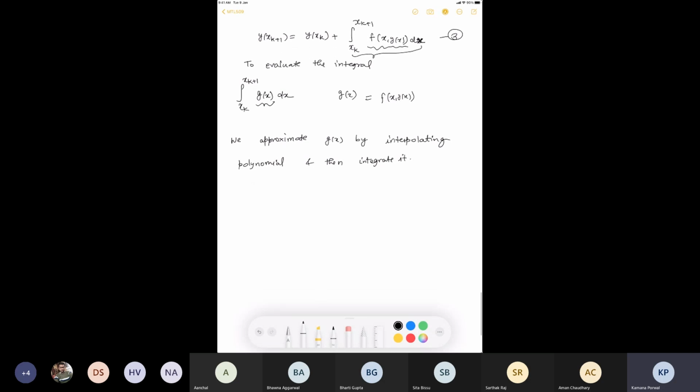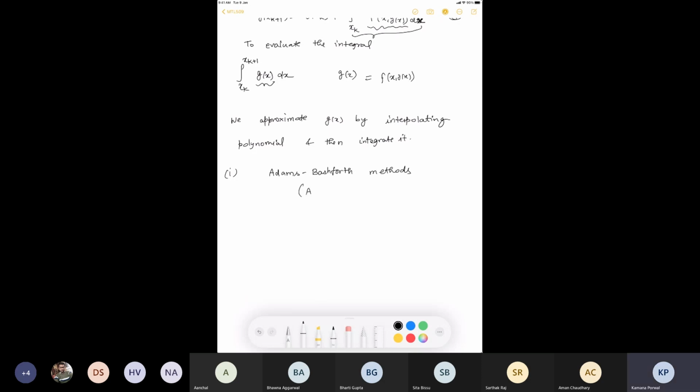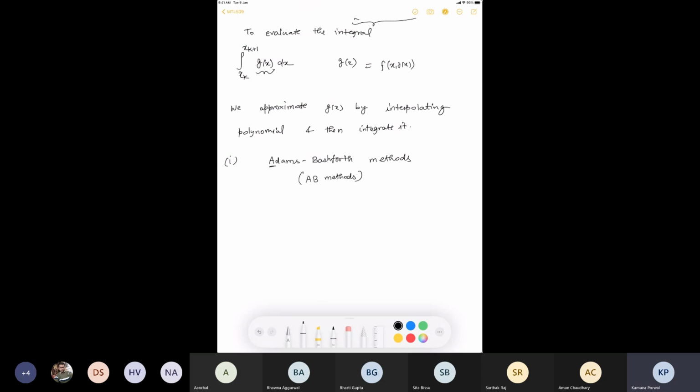So I'm going to explain 2 methods in this class. The first method is the Adams-Bashforth method. Okay, these are also referred to as AB methods, with the A being taken from Adams and the B being taken from Bashforth.